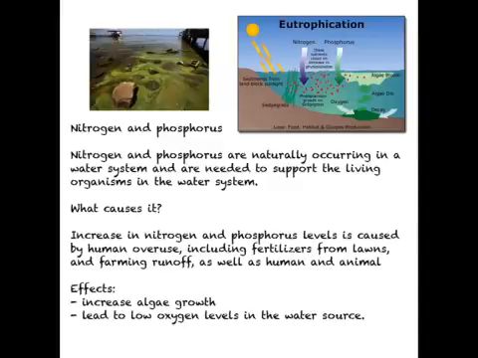What causes an increase in nitrogen and phosphorus levels in water? Increase in nitrogen and phosphorus levels is caused by human overuse, including fertilizers from lawns and farming runoff, as well as human and animal waste that is introduced into the water system.